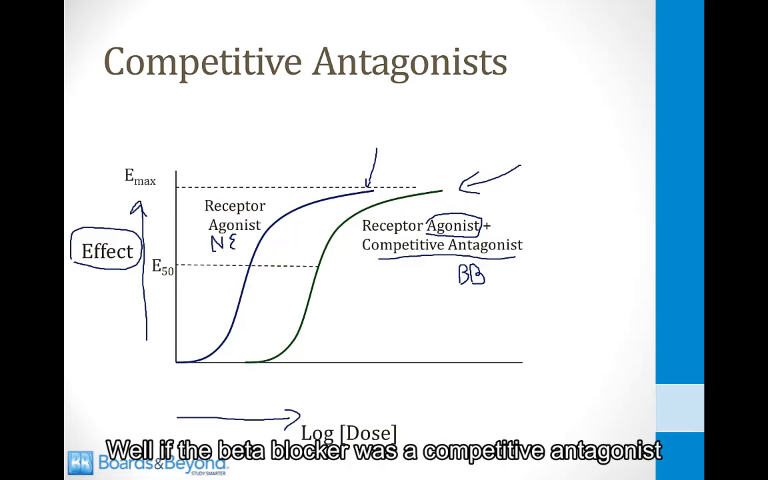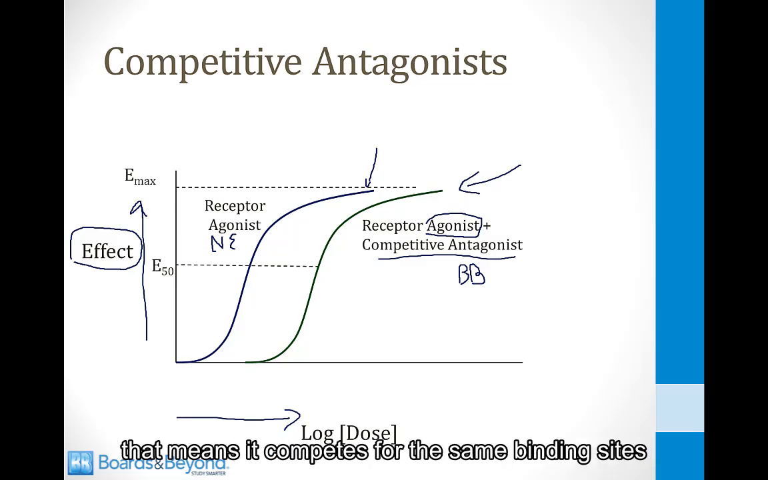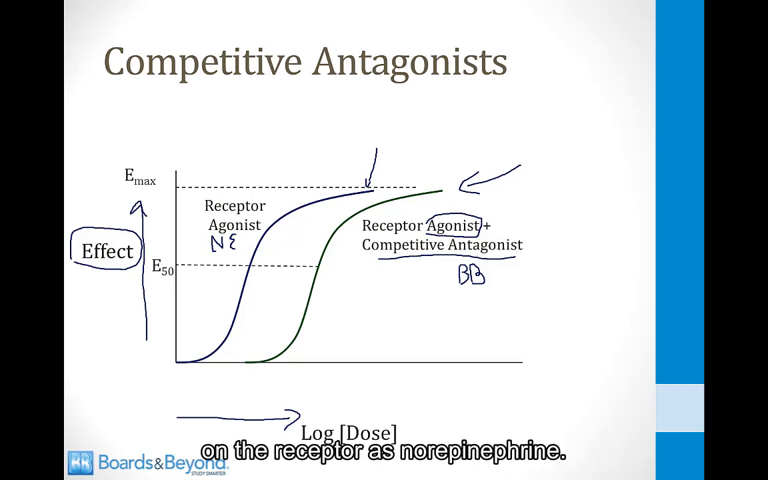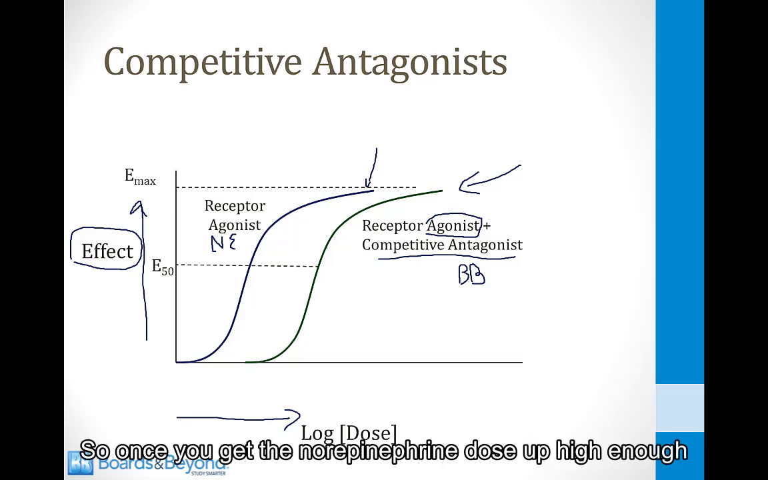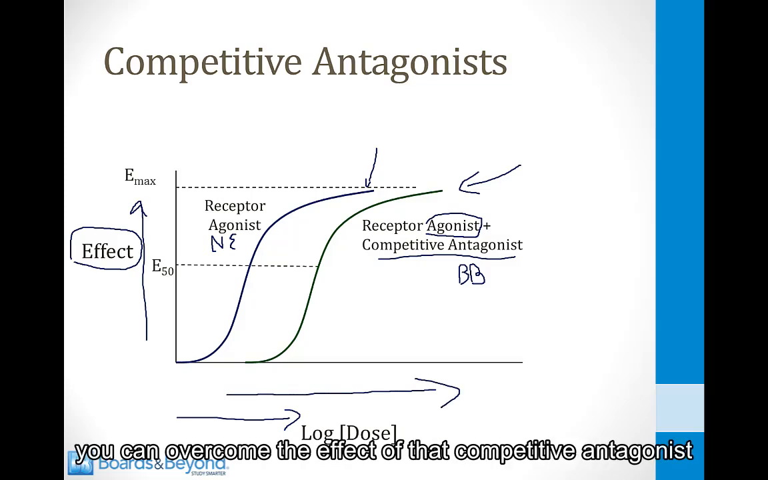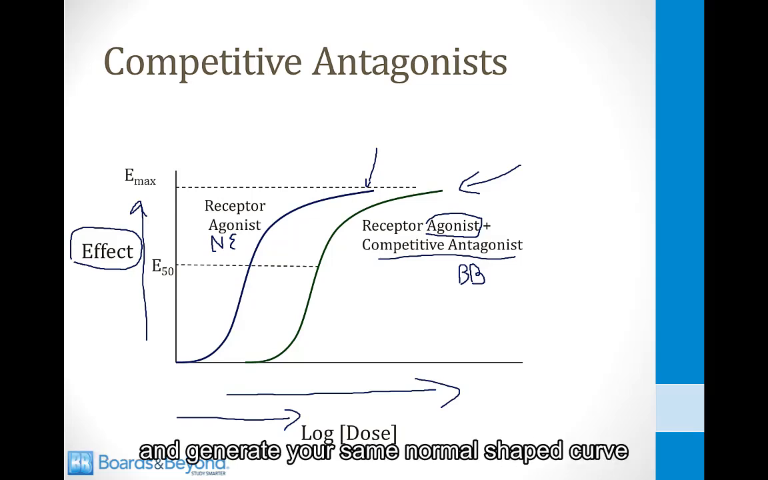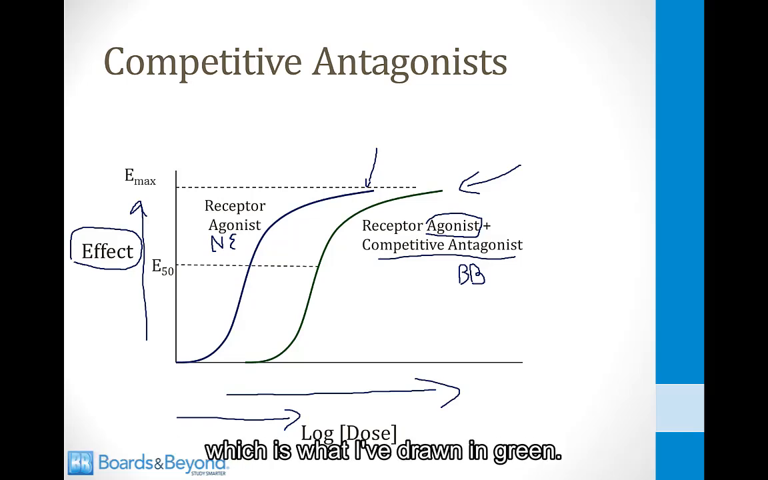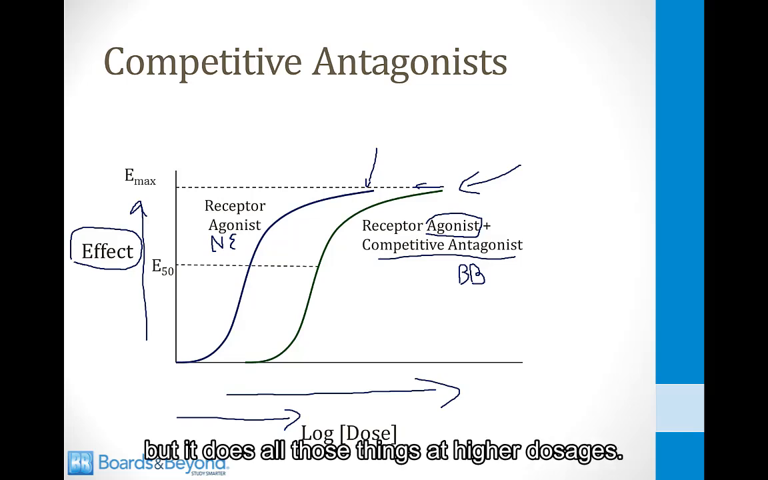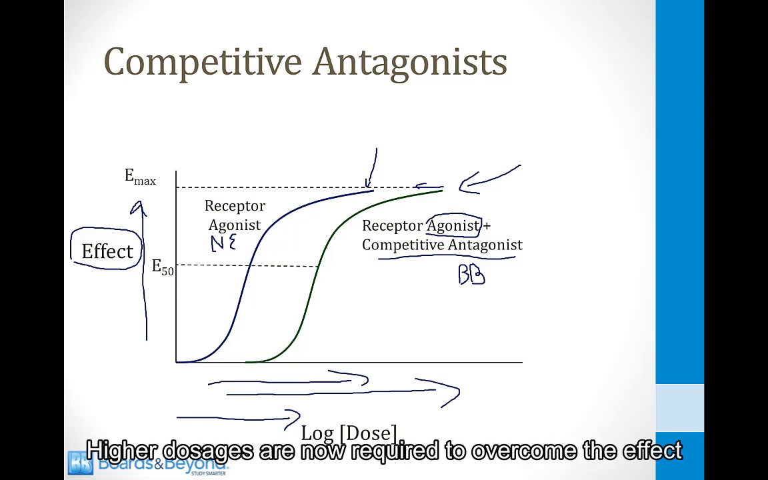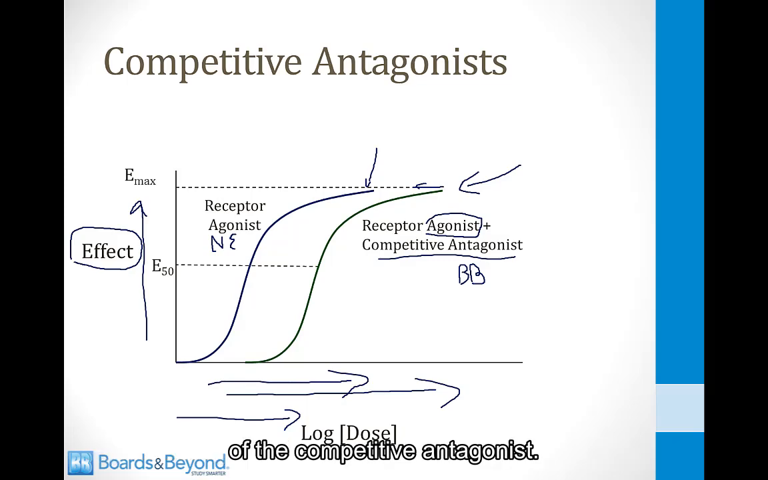Well, if the beta blocker was a competitive antagonist, that means it competes for the same binding sites on the receptor as norepinephrine. So once you get the norepinephrine dose up high enough, you can overcome the effect of that competitive antagonist and generate your same normal shaped curve, which is what I've drawn in green. So the curve has the same shape, and it reaches the same maximum effect, but it does all those things at higher dosages. Higher dosages are now required to overcome the effect of the competitive antagonist.